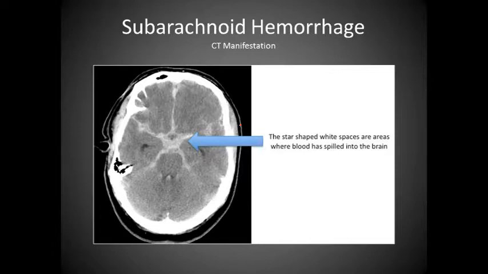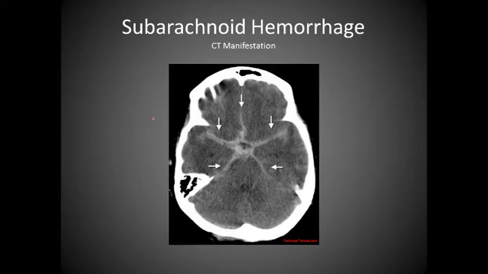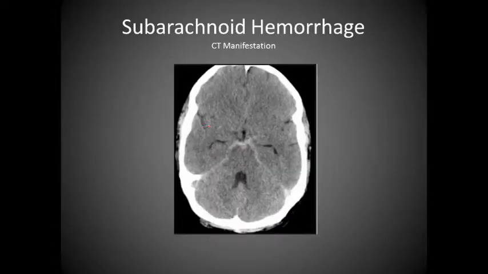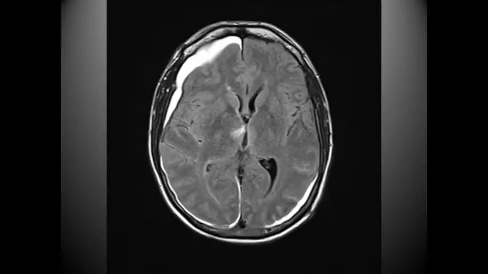So here is a subarachnoid hemorrhage, and notice that we have pretty much a star pattern where it is going into all of the spaces of the brain. So here we see again subarachnoid hemorrhage. Notice the star pattern here. Here we see some portion of it. But we still do have compression of the spinal canal.